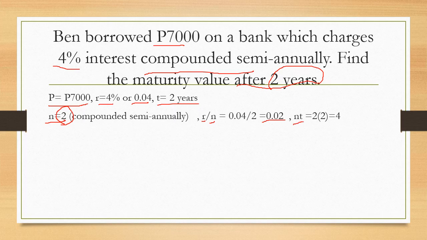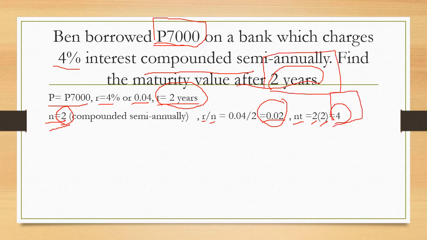Then NT, N times T. We have N is equal to 2, this 2 here, then times 2, which refers to our time, 2 years. So 2 times 2, NT is equal to 4. So what does this value mean? What does 0.02 mean? It means that every 6 months, the amount of 7,000 pesos earns an interest of 0.02 or 2%. And the conversion is 4 times for 2 years, meaning the interest is computed 4 times, every 6 months. So let us first illustrate how that is computed.